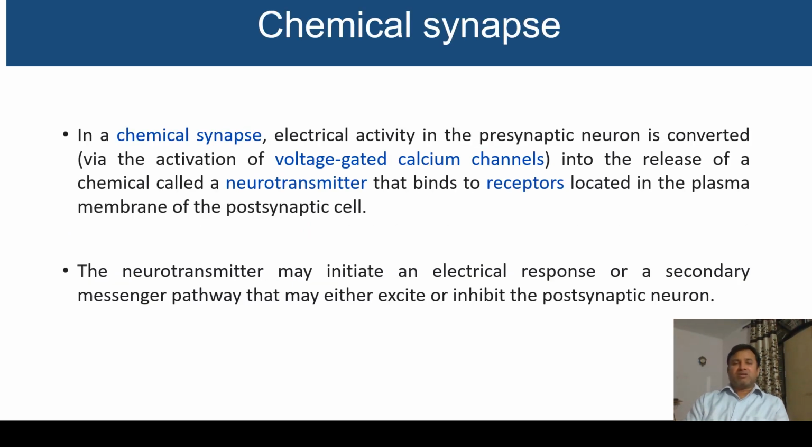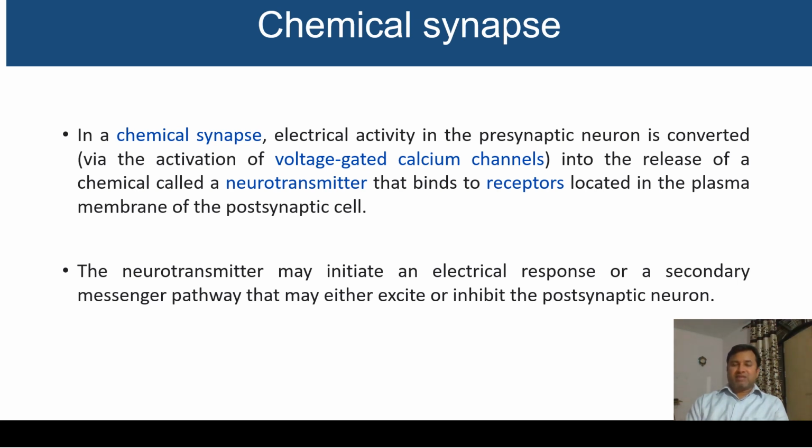The synapse is of two types. One is a chemical synapse and second is an electrical synapse. So first we will discuss the chemical synapse. So what is the chemical synapse? The synapse is the connection between two neurons, where the nerve impulse moves from one neuron to another neuron through the synapse.